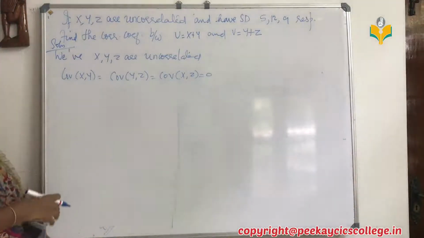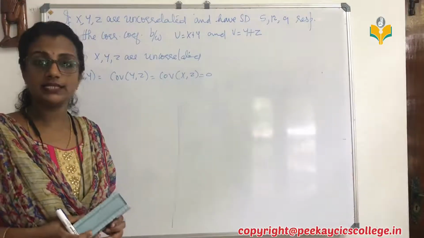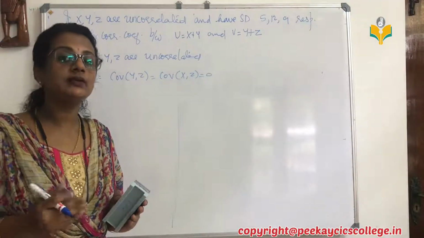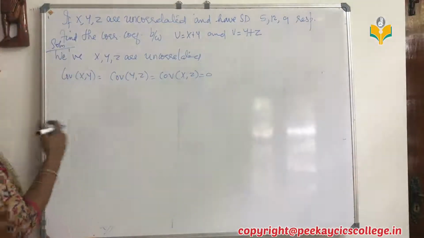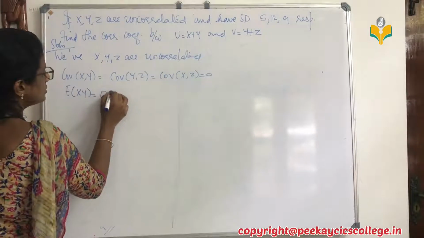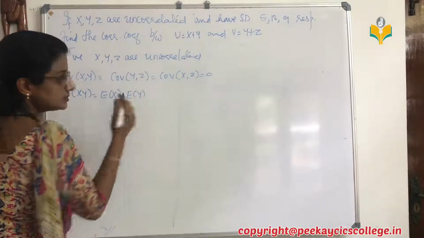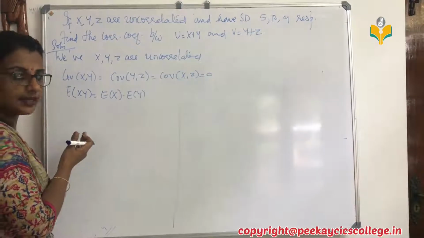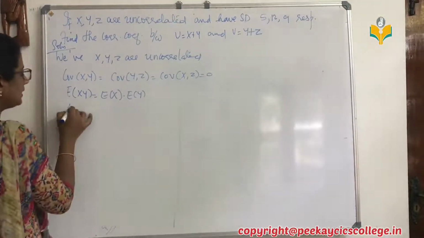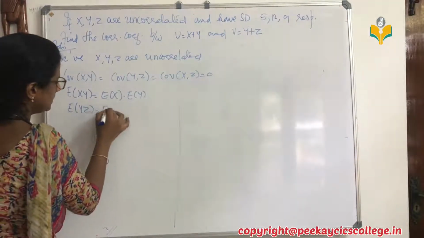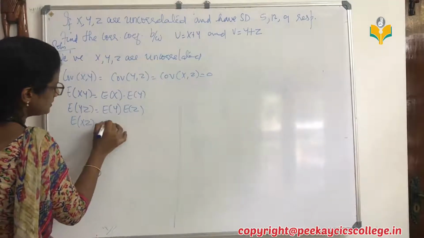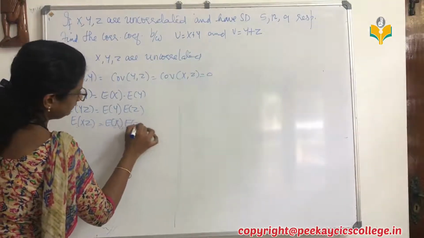Now we have another result, the multiplication theorem on expectation. If x and y are independent random variables, then expectation of xy equal to expectation of x into expectation of y. Applying here, expectation of xy equal to expectation of x into expectation of y. The reason is that x and y are uncorrelated, so we can use the multiplication theorem. Expectation of yz equal to expectation of y into expectation of z, and expectation of xz equal to expectation of x into expectation of z.